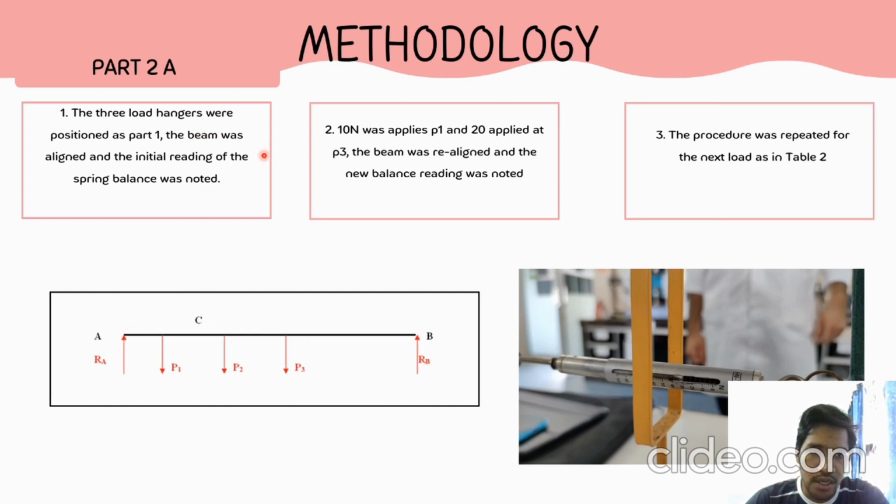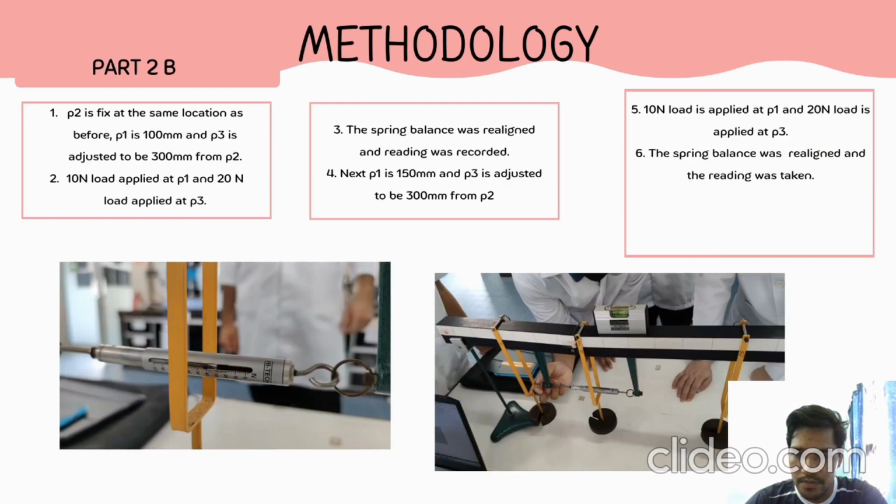3 load. First, the 3 load hangers were positioned as in part 1. The beam was realigned. The initial reading of the spring balance was noted. 10 Newton was applied at P1 and 20 Newton applied at P3. The beam was realigned and the new balance reading was noted. The procedure was repeated for the next loads in table 2.